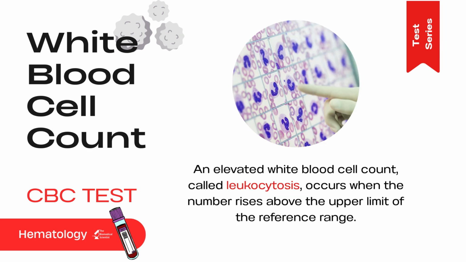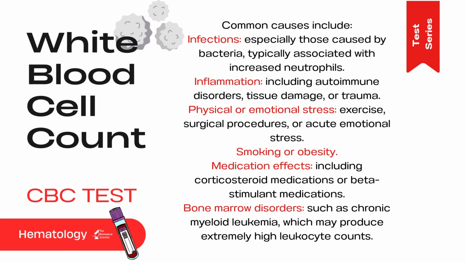This combined information offers more precise identification of underlying immune processes. An elevated white blood cell count, called leukocytosis, occurs when the number rises above the upper limit of the reference range. Common causes include infections, especially those caused by bacteria, typically associated with increased neutrophils; inflammation, including autoimmune disorders, tissue damage, or trauma; physical or emotional stress, exercise, surgical procedures, or acute emotional stress; smoking or obesity; medication effects, including corticosteroid medications or beta-stimulant medications; bone marrow disorders, such as chronic myeloid leukemia, which may produce extremely high leukocyte counts.